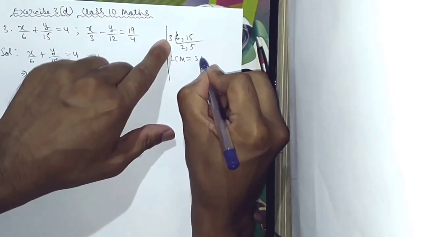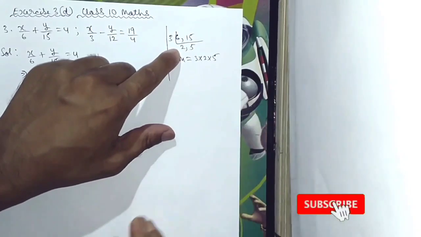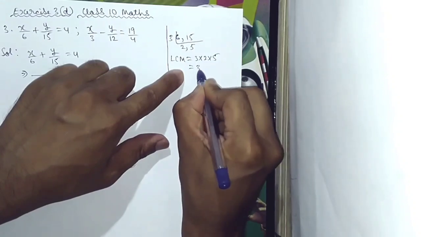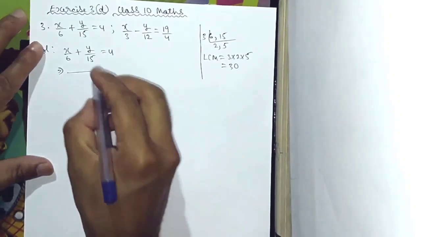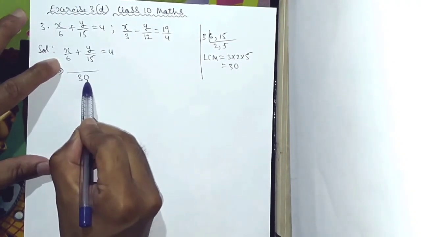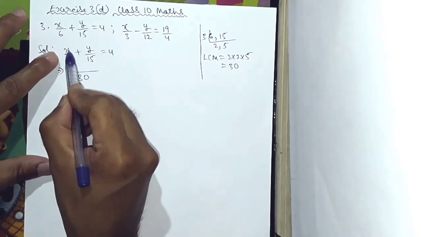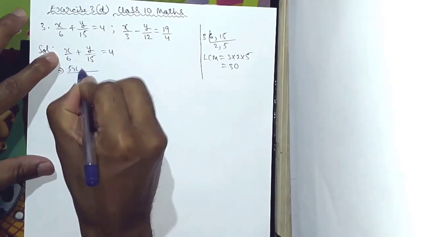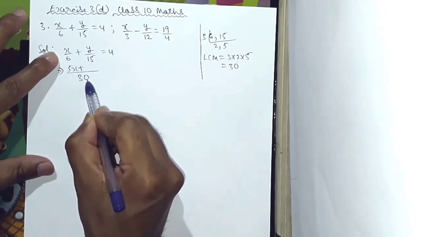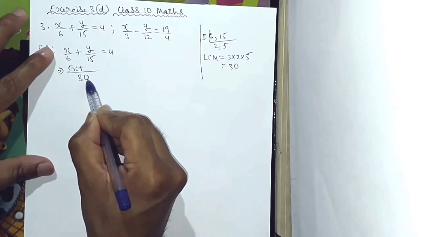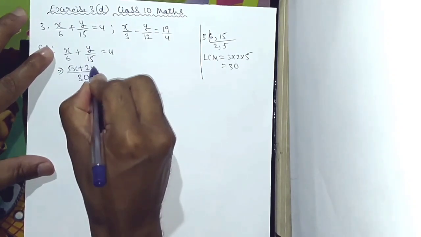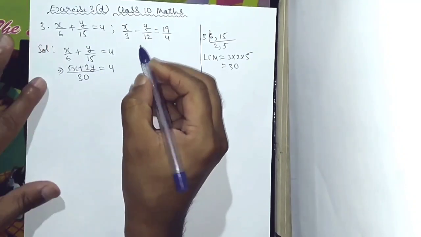So the LCM is 3 into 2 into 5. 3 twos are 6, 6 fives are 30. The LCM is 30. Divide 30 by 6, which is 5 times, so 5 into x is 5x. Then the plus sign. Divide 30 by 15, which is 2 times, so 2 into y is 2y. This is equal to 4.